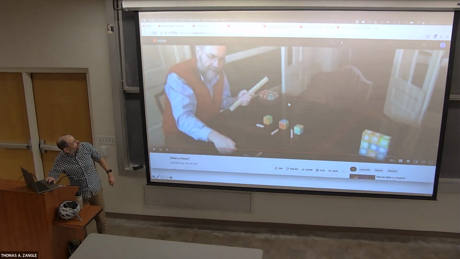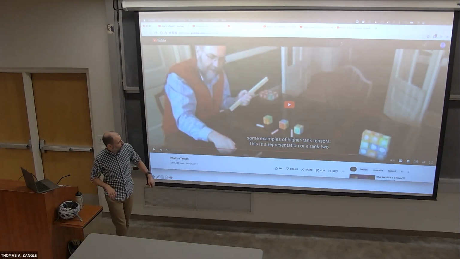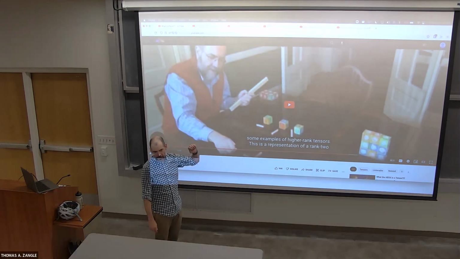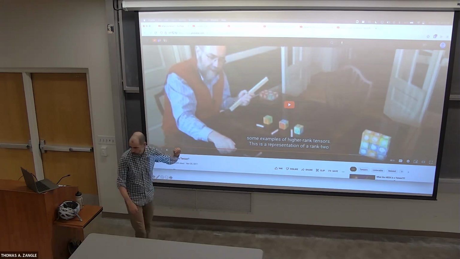So this is a demonstration of what a tensor is. I think when I saw this is really when I understood exactly what a tensor was. And we'll discuss how it's related to vectors, which is something that we will be using.